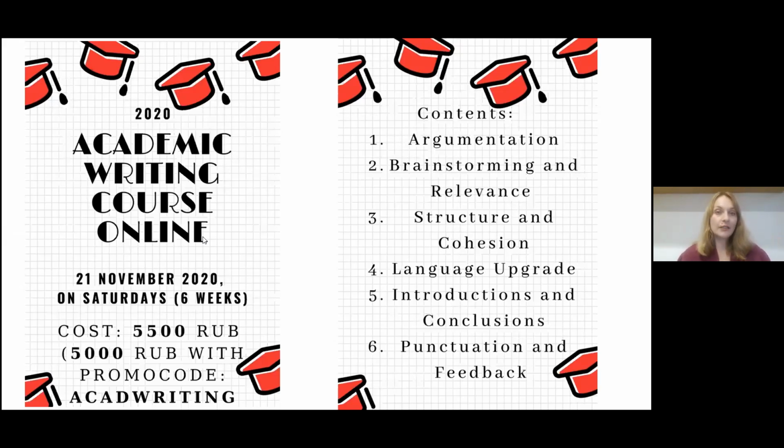The contents are, we start from argumentation. We will have a whole session on critical thinking, argumentation, and ways to analyze the argument given by someone, something which you might need for a proficiency exam if you are preparing other people, or preparing for a proficiency exam yourself, or you are in academia. I mean, you're working for the university, you are a researcher. Second, we will talk about brainstorming and relevance, then structure and cohesion, language upgrade, introductions and conclusions, punctuation, and feedback. Feedback is about giving feedback to your students and giving feedback to yourself.